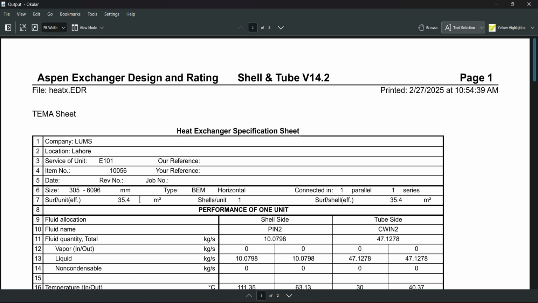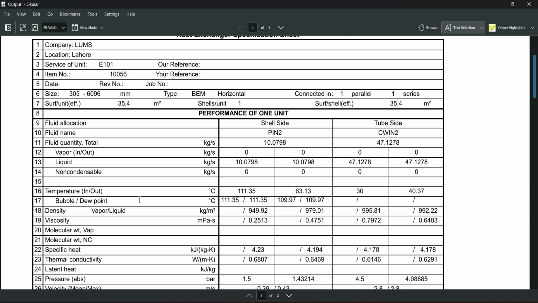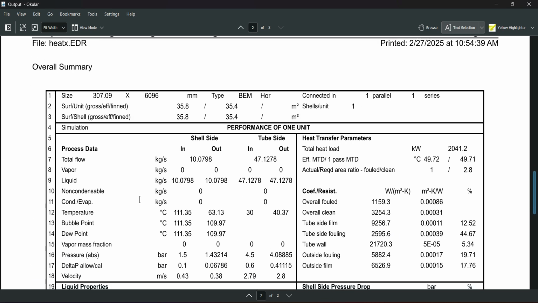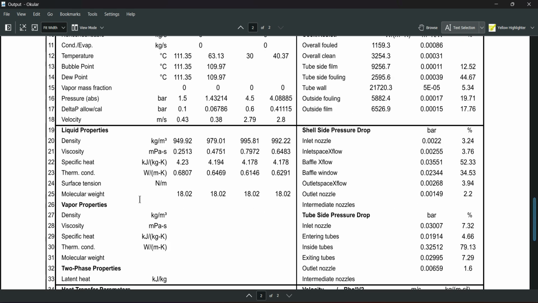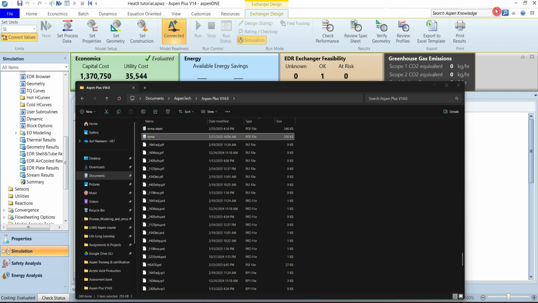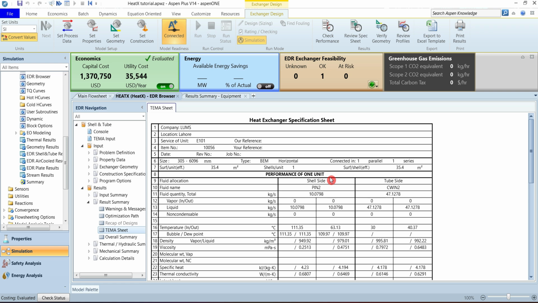You can notice the surface area, all the details, and overall summary of the exchanger. So if you are interested, you can print a different option related to this exercise. So that's all for today. Hopefully this exercise was of pretty interest for you.